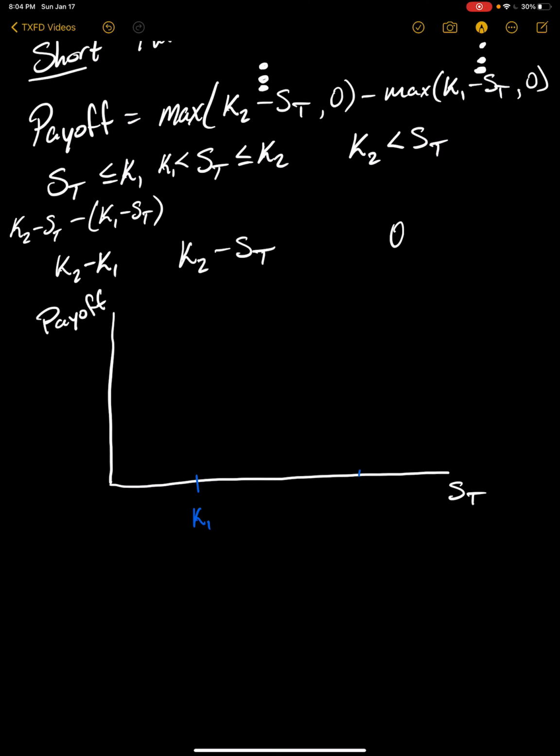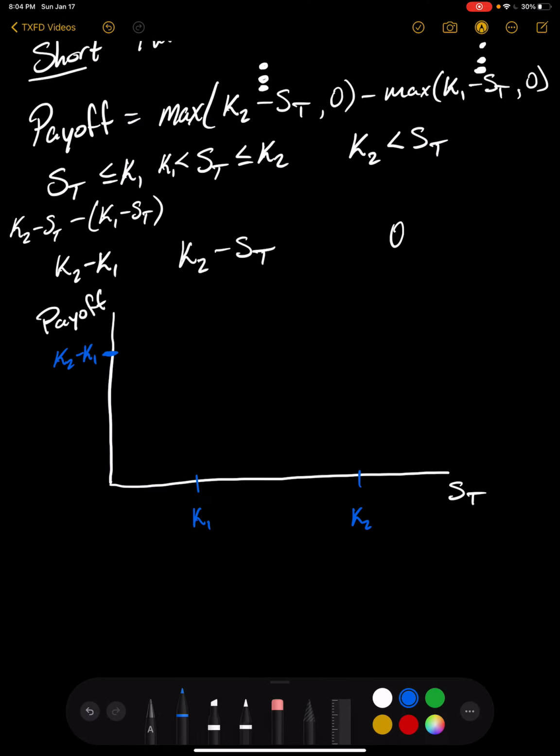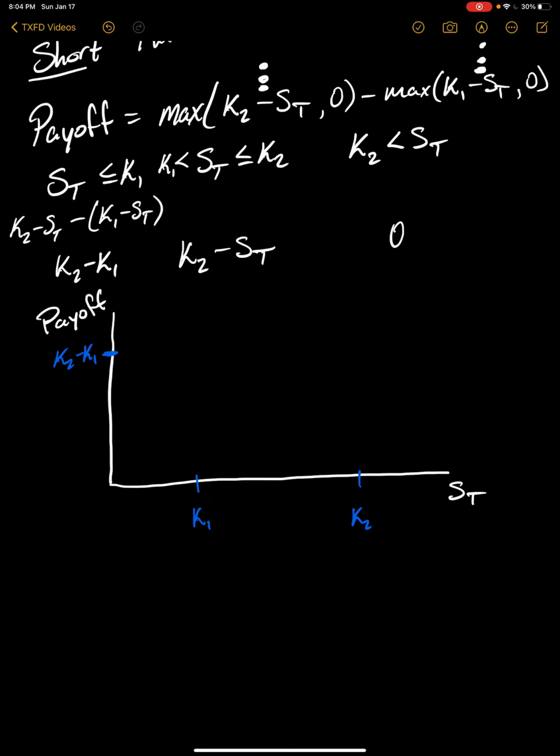K1 is our strike price here, K2 is our strike price here, and then K2 minus K1 is our maximal payoff, and we'll draw in green our payoff diagram. So when we are less than K1, we have a fixed payoff of the maximal payoff of K2 minus K1. And that's until we get to the stock price being equal to K1, at which point we switch to a payoff of K2 minus the stock price.